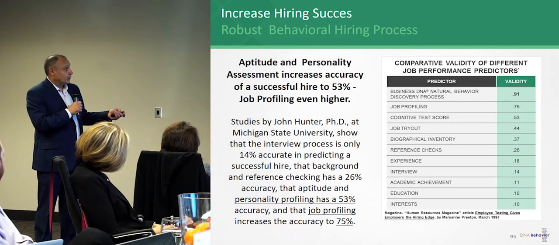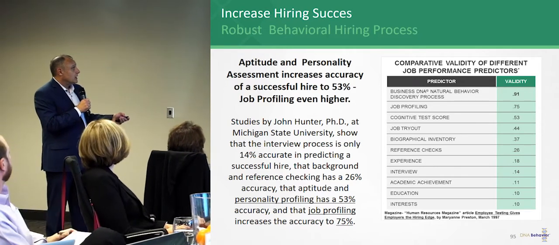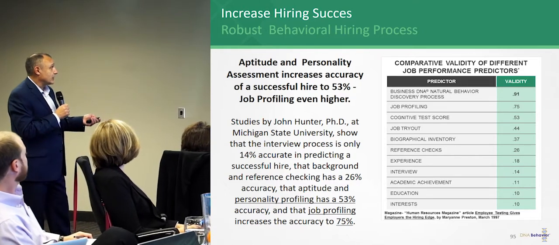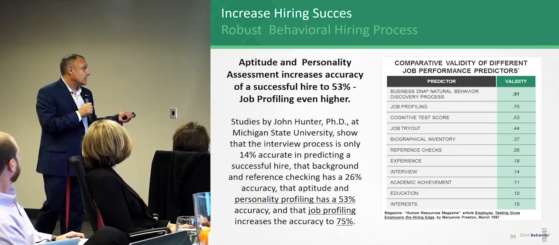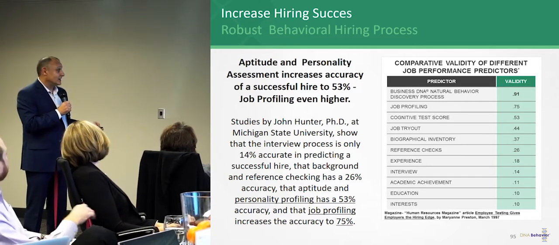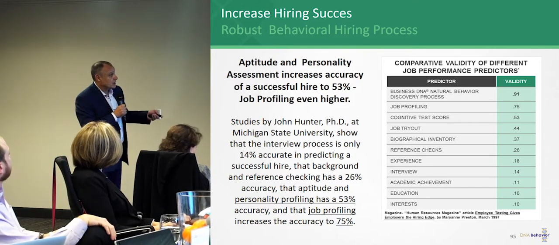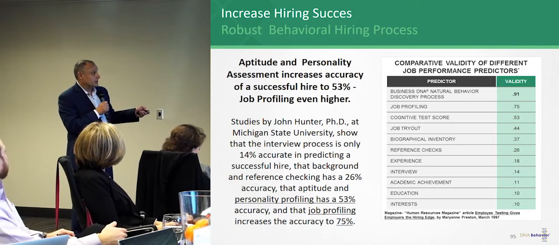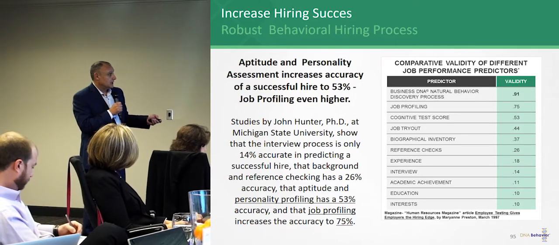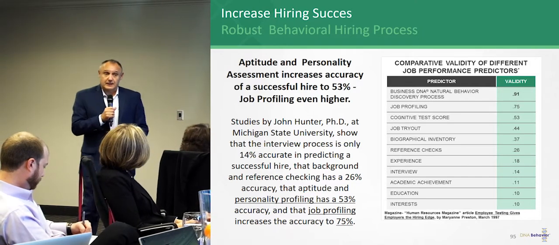And then building a hiring process, and this is some information from Michigan State, John Hunter, that when you use an assessment process, you can increase the chances of accuracy of hiring to 53%. When you use job profiling, you increase it to 75%. It's a huge difference in getting it right. And these are the factors that you can use. We're big on cognitive testing as well. It's important. Also interviewing, reference checks, education, interest, and then using a process like natural behavior.